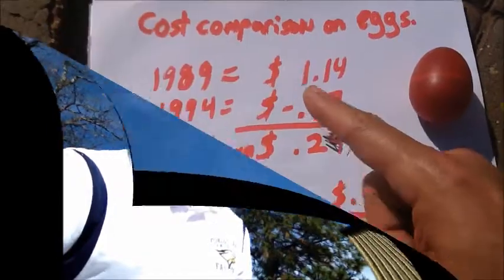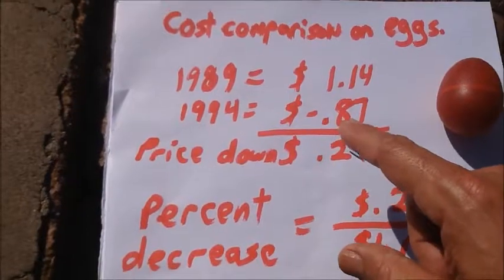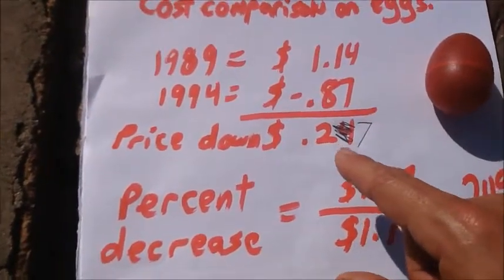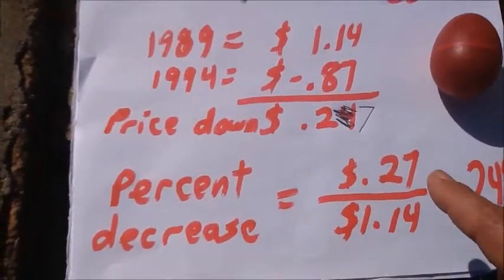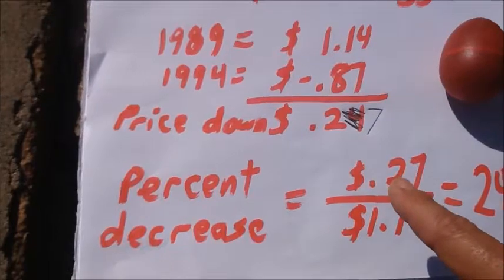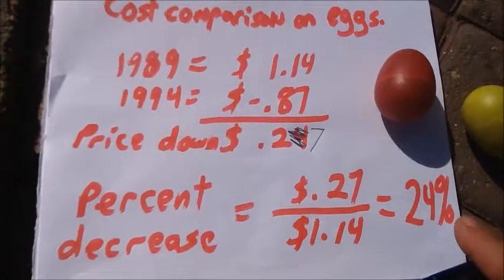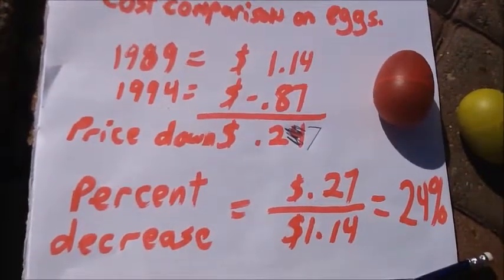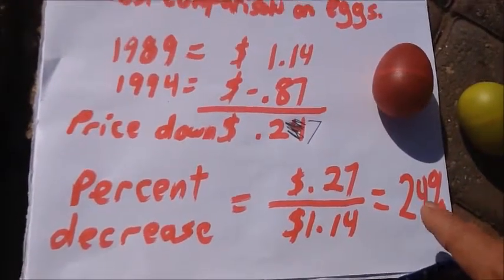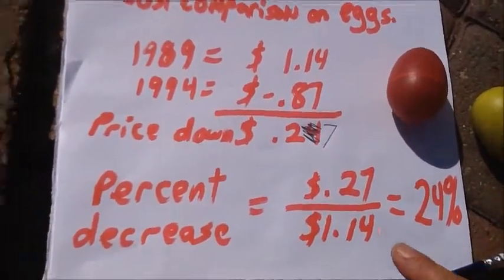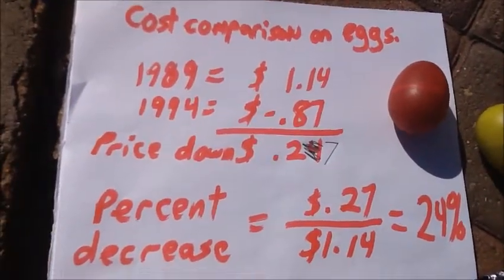Let me check it out. So here's my work. 1989, we have $1.14, and then it dropped to 87 cents, and my numbers were indeed wrong. That's a difference of 27 cents. So to figure out the percentage, I'm just going to take that 27 cents, divide it by $1.14, and then I end up with my percentage here, which is 24%. So again, I took the decrease, divided it, and figured out what percentage that decrease was, dividing by the greater number. Okay, cool. Well, that's fascinating.